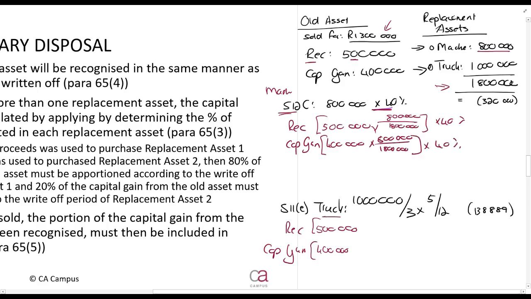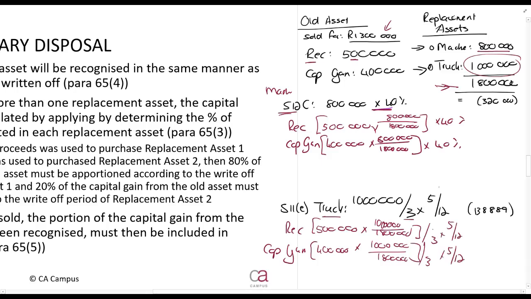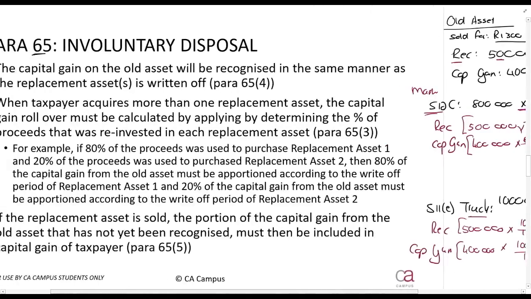For the truck, it's 400,000 times, the truck was 1 million rands, 1 million rands over 1.8 million rands, the total. So we're just apportioning it for what we purchased. Right, so we apportion, we divide that by 3, and we multiply it by 5 over 12. And that is how we apportion it between them.